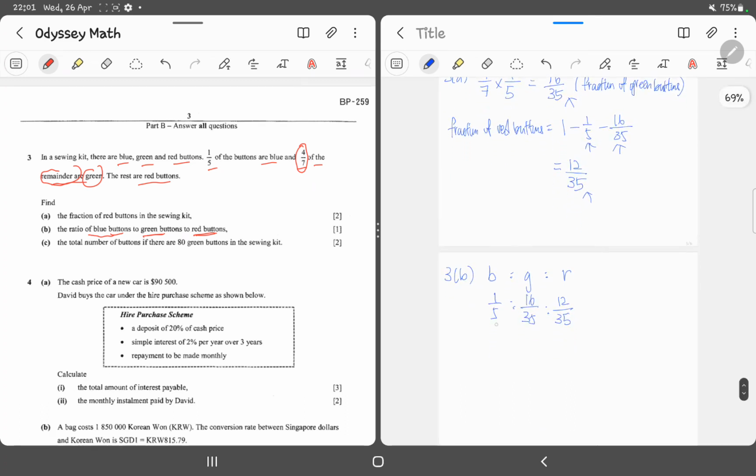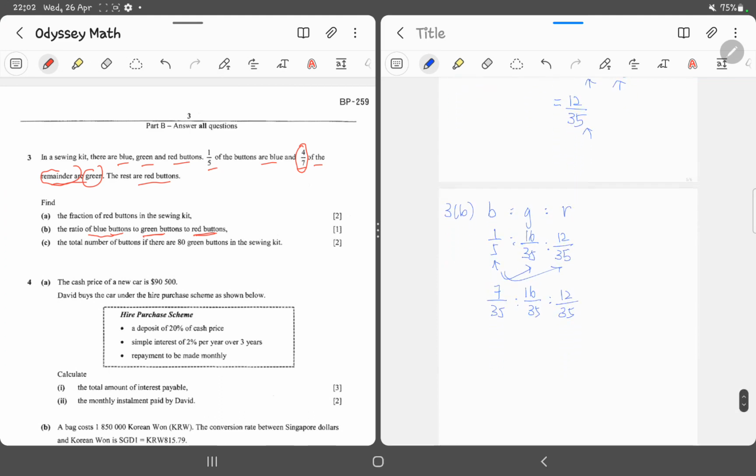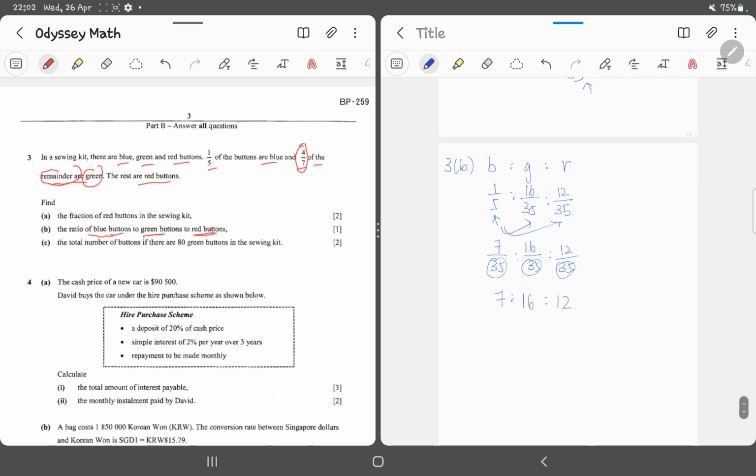So what we do here is we make this denominator the same as this and this. So 5, to make it 35, we times 7 below. 5 times 7 is 35. And then we do the same on top. 1 times 7 is 7. Is to 16/35 is to 12/35. And because all the denominators here are the same, we can just write down the numerators for the ratios, which is 7 is to 16 is to 12. And we are done with question number 3B.